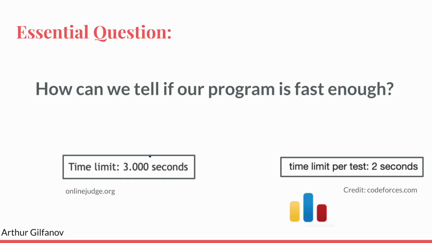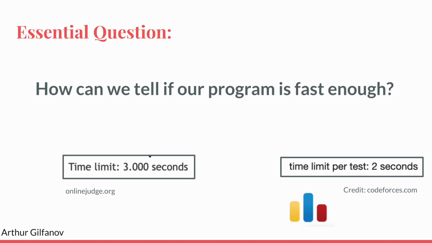Which is a very crucial topic to understand for competitive programming. Problems in competitive programming have a time limit. Generally, this time limit is around 1 to 4 seconds and is the time allotted for our program to finish its execution and provide an answer. So this brings up a question: how can we tell if our program is fast enough?